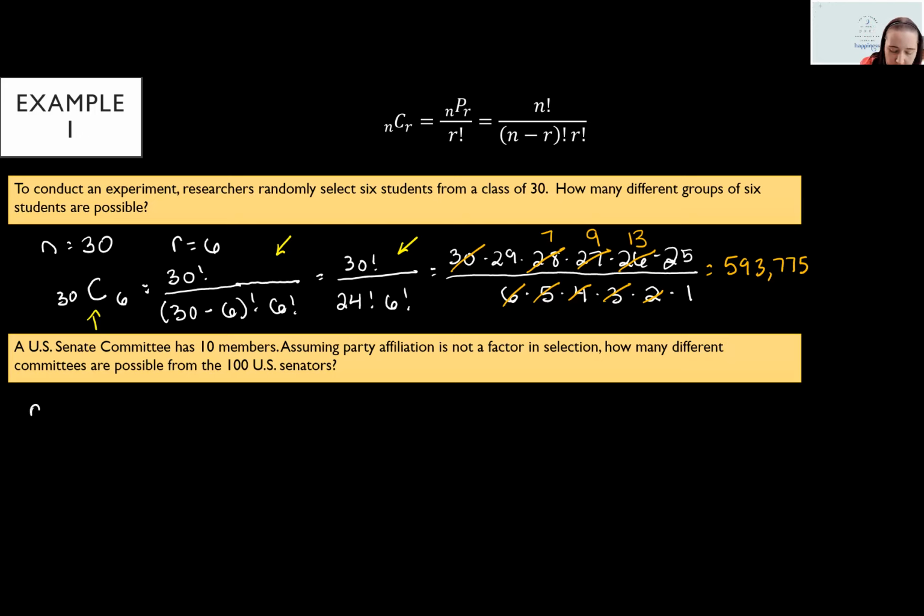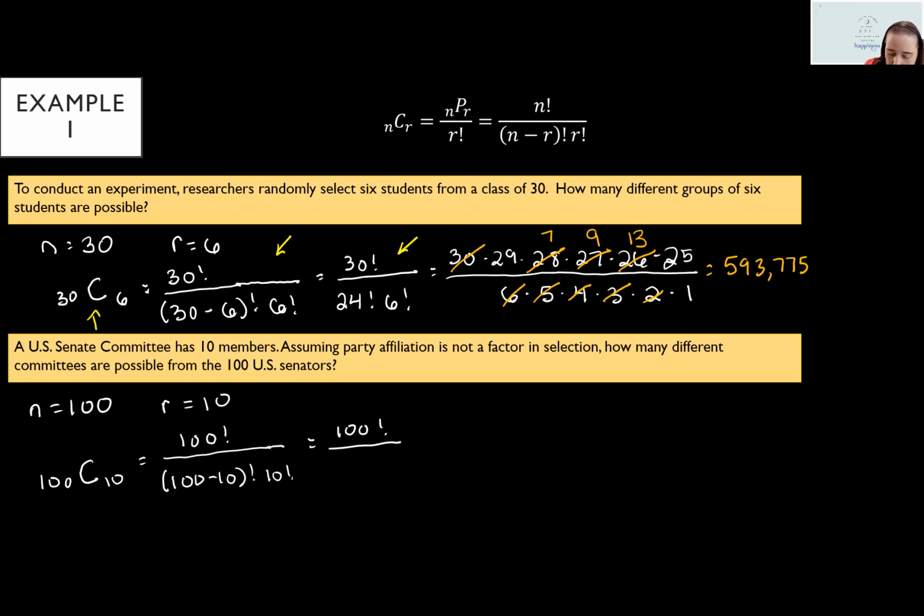So n is the total that we have, so we have 100 senators. And r is how many you're picking, so we're choosing 10 of them to create this committee. So this is 100 C 10. Using our formula, this is going to be 100 factorial over (100 minus 10) factorial times 10 factorial. So we're going to simplify this. It's 100 factorial over 90 factorial times 10 factorial.